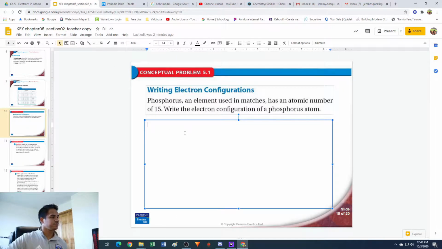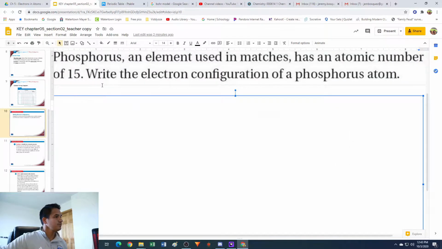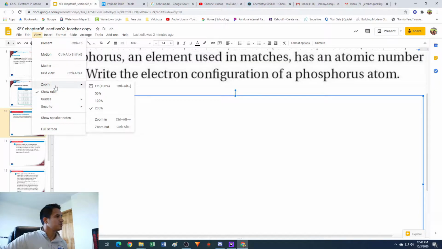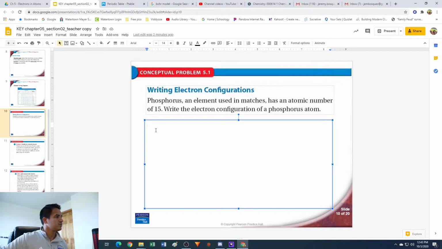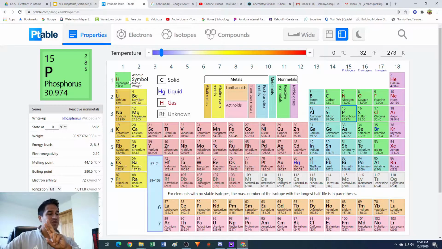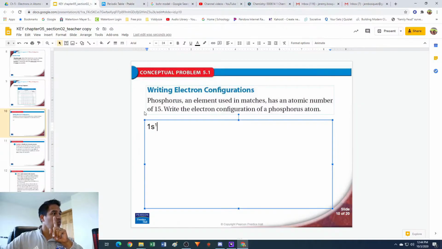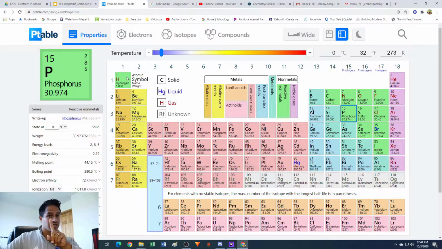So we're going to write, and I'll zoom in again here so we can see a bit better. Okay, let's just make our thing bigger. All right, so the first one's going to be 1s1. So 1 because we're in row 1 of the periodic table. S because we're in the S block for hydrogen. And the little exponent 1 because it's the first electron out of 15. Okay, phosphorus has 15 electrons. That's why the atomic number is 15.